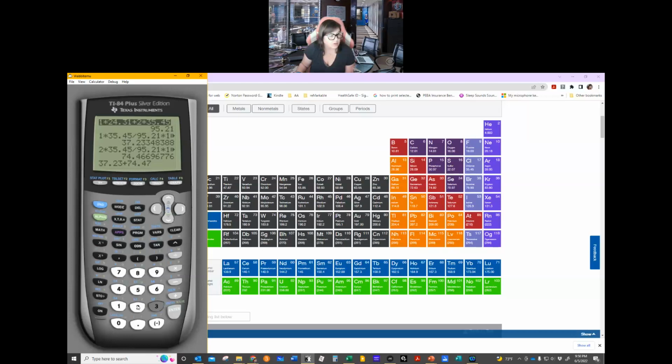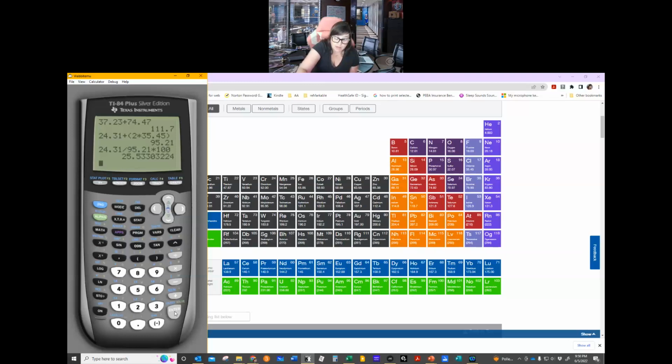Okay, 24.31 plus 2 times 35.45 gives me 95.21. So if I take 24.31, I divide that by 95.21, and I multiply that by 100, that's 25. Oh, my calculator exploded, which does happen from time to time.